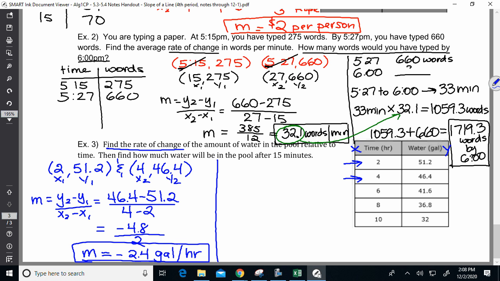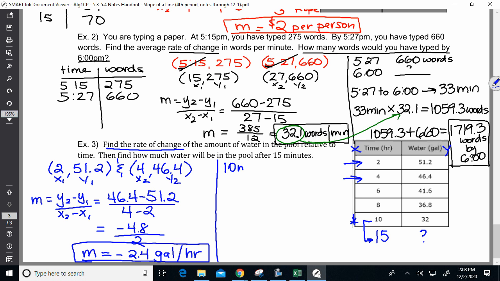Alright, and let's find the last part and then have to take a short break. Find how much water will be in the pool after 15 minutes. So, the last row on this table is 10. So you need to know what's going to happen at 15 minutes. So, how many minutes pass from 10 to 15? You're going from 10 to 15, how many minutes is that? 5 minutes.